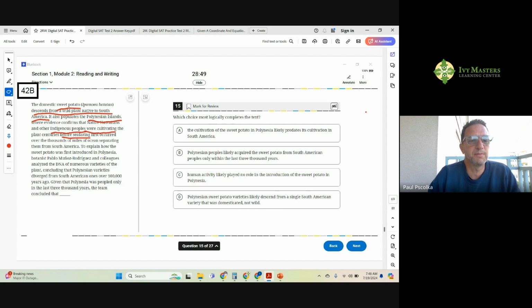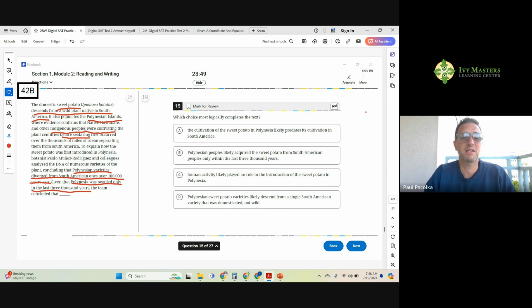To explain how the sweet potato was first introduced in Polynesia, botanist Pable Munoz-Rodriguez, you could call him PMR, and colleagues analyzed the DNA of numerous varieties of the plant, concluding that Polynesian varieties diverged from South American ones over 100,000 years ago. Given that Polynesia was peopled only in the last 3,000 years, the team concluded that what?